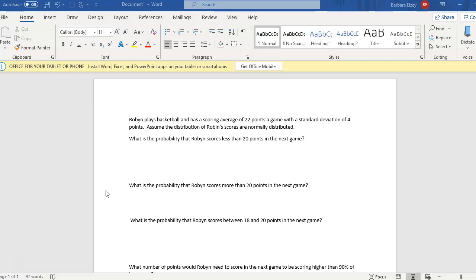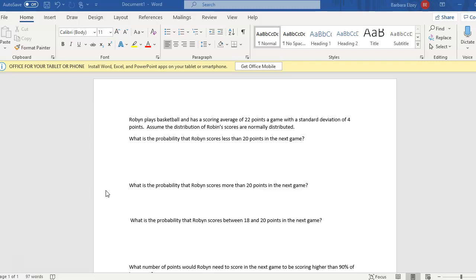Robin plays basketball and has a scoring average of 22 points a game with a standard deviation of 4 points. We want to assume that Robin's scores are normally distributed. We're going to answer 4 questions. First one, what is the probability that Robin scores less than 20 points in the next game?